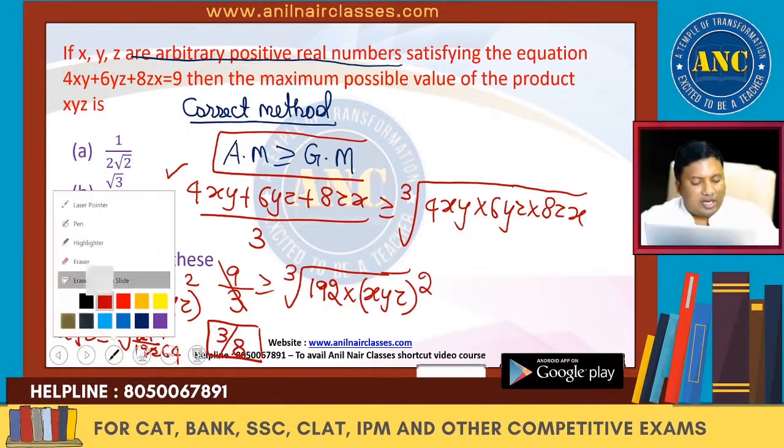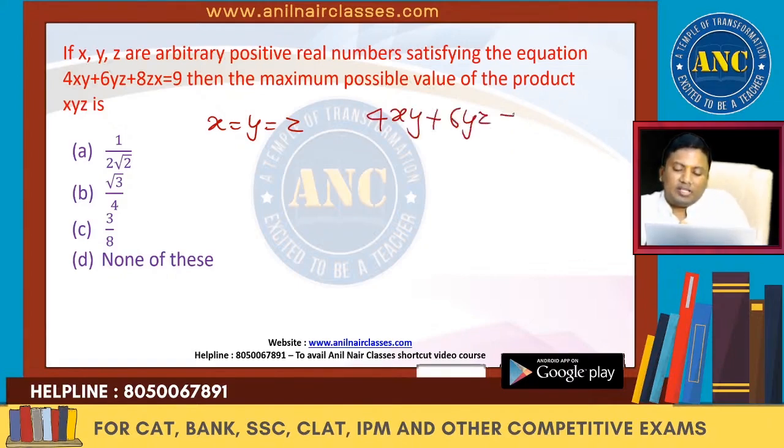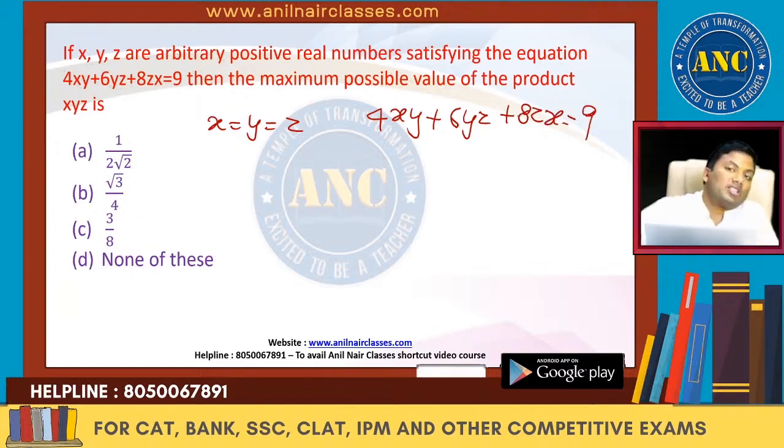Most of the students, in a hurry, will take x equivalent to y equivalent to z. So if they keep x equivalent to y equivalent to z, the entire equation is changing. What is the actual equation? 4xy plus 6yz plus 8zx equivalent to 9. If x is replaced with y, y is replaced with z, the same equation should come. Let x be replaced with y, y replaced with z. 6yz is becoming 4yz. So this is incorrect.